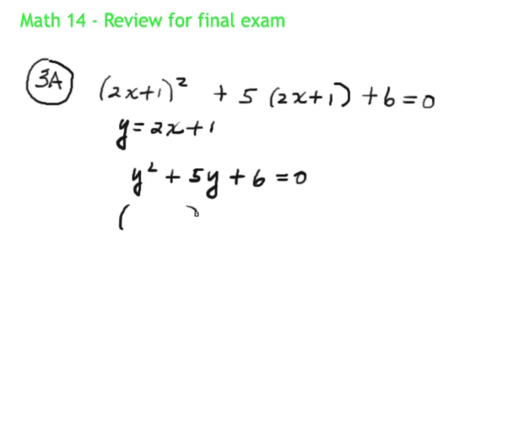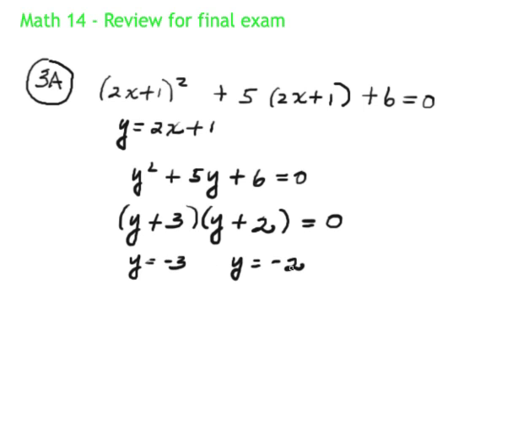And we'll solve this by factoring. Okay, so this is y plus 3 times y plus 2. Okay, check the middle term. 3y plus 2y is equal to 5y. All right, so we have y is equal to minus 3 and y is equal to minus 2.